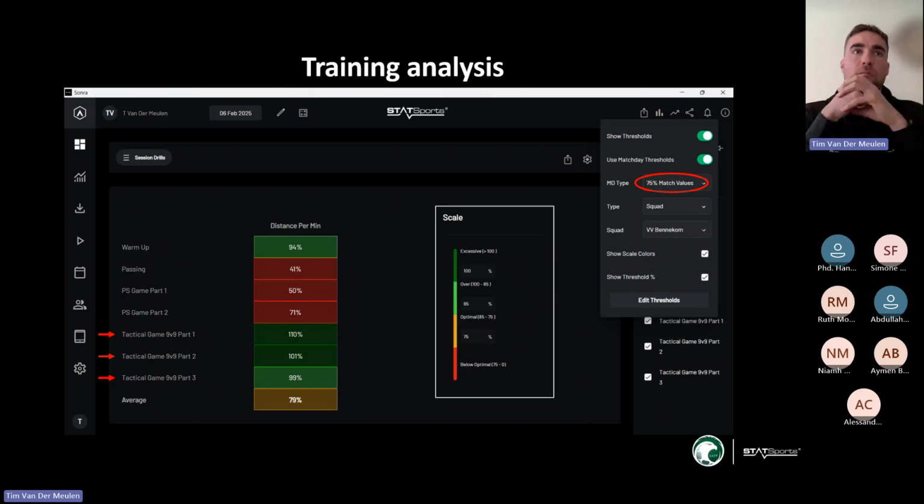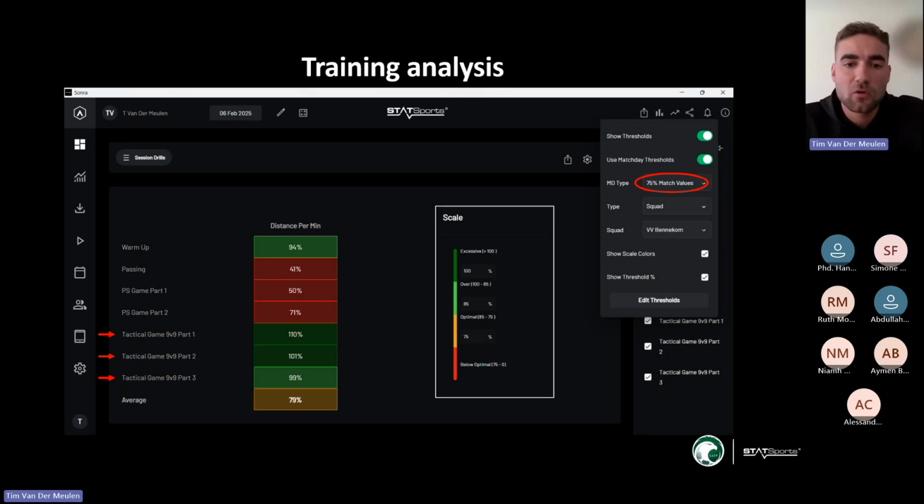But because this was a training match day -2, we didn't want to overload the players, because we didn't want to accumulate fatigue towards a game. But we also didn't want to underload them. So that was the reason why we selected 75% of that most intensive period.